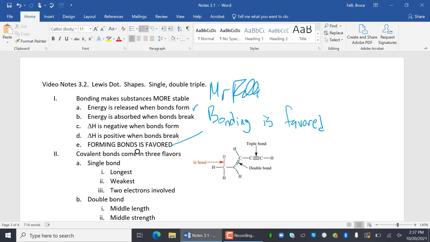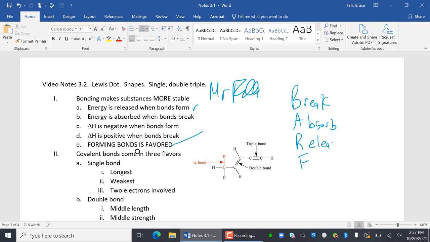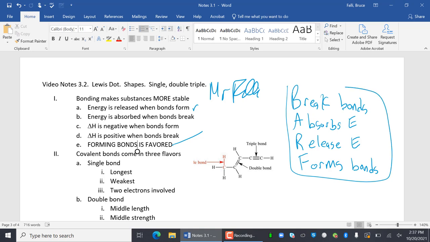The way I remember break, absorb, and release, form is BARF. Barf. One of my favorite characters from Spaceballs. Break, absorb, release, form. Okay, so breaking bonds absorbs energy. Releasing energy forms bonds. So that helps me remember BARF.